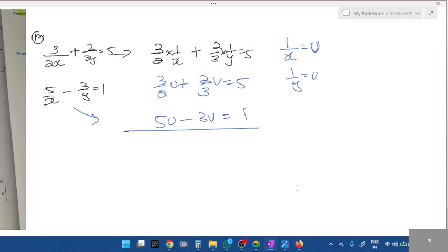So we have done 2 questions. This is the third question. Complete this. Complete the third one.